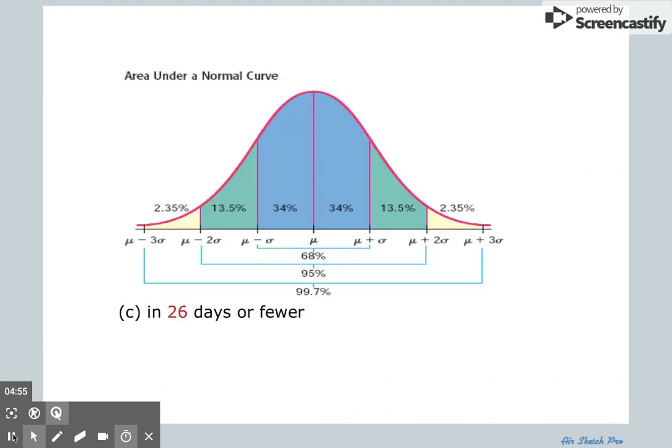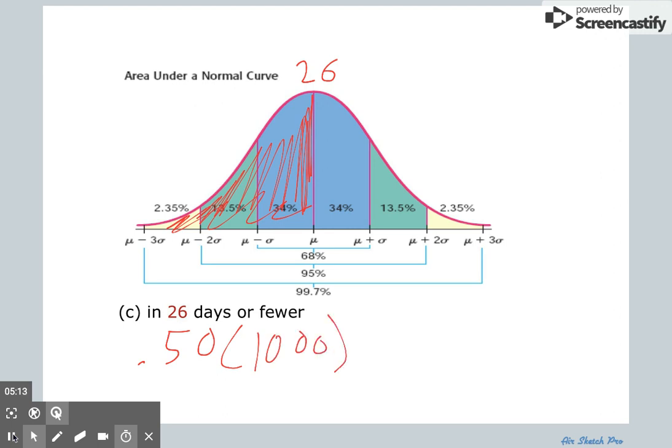All right, 26 days or fewer. Well, this is the mean, 26. Half of the area is to the left and half of the area is to the right. So we would expect that half, or 0.5, of the 1,000 eggs would hatch in 26 days or fewer. So that's going to be 500.